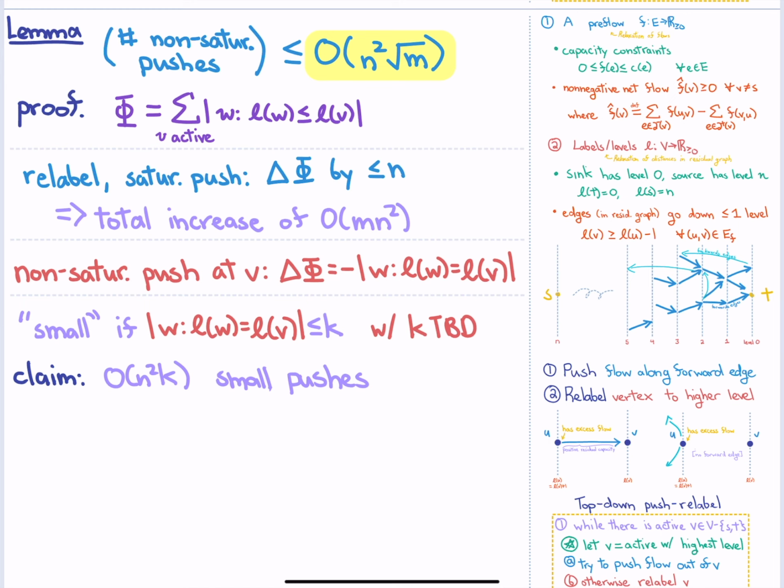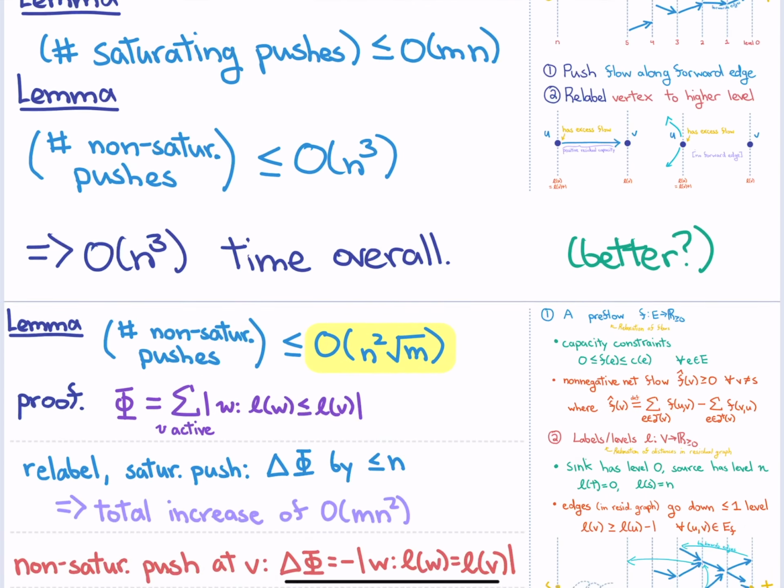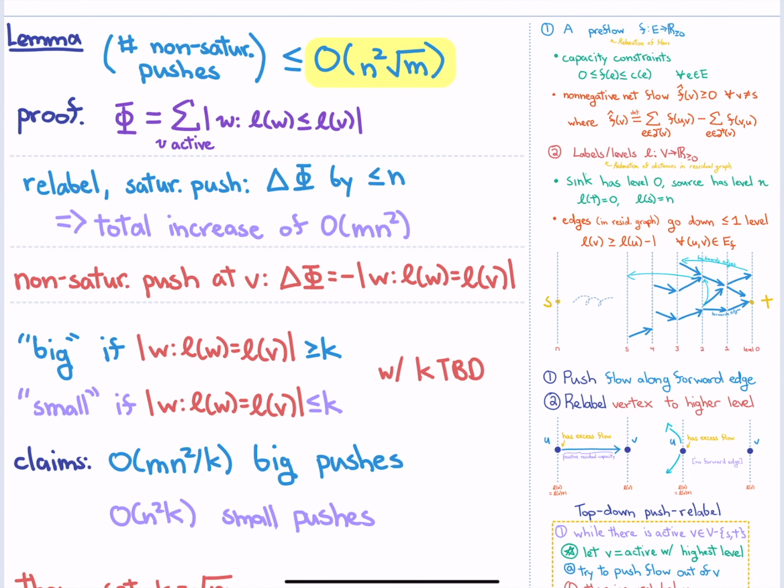Okay, that's good enough. We'll finish it there, and that's all I had. With slightly more cleverness, you can get n squared square root m, and that's that. All the details are in the notes.